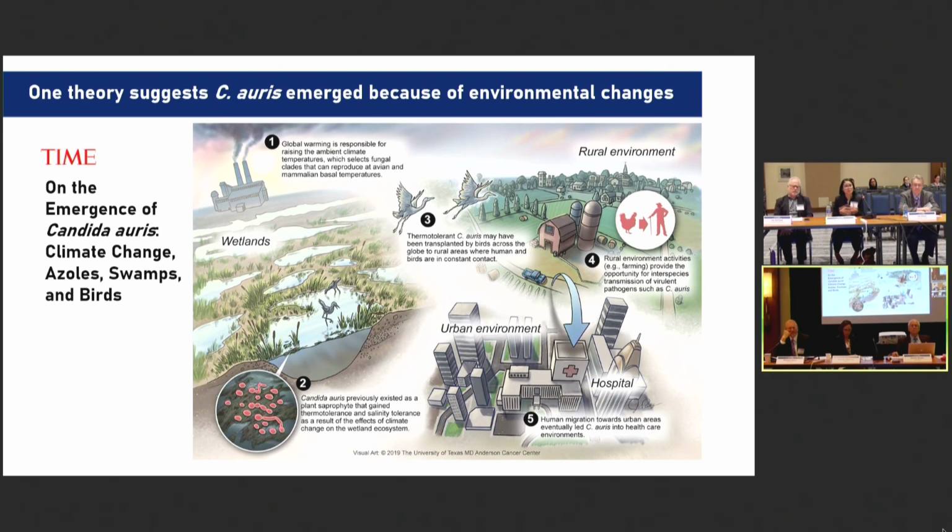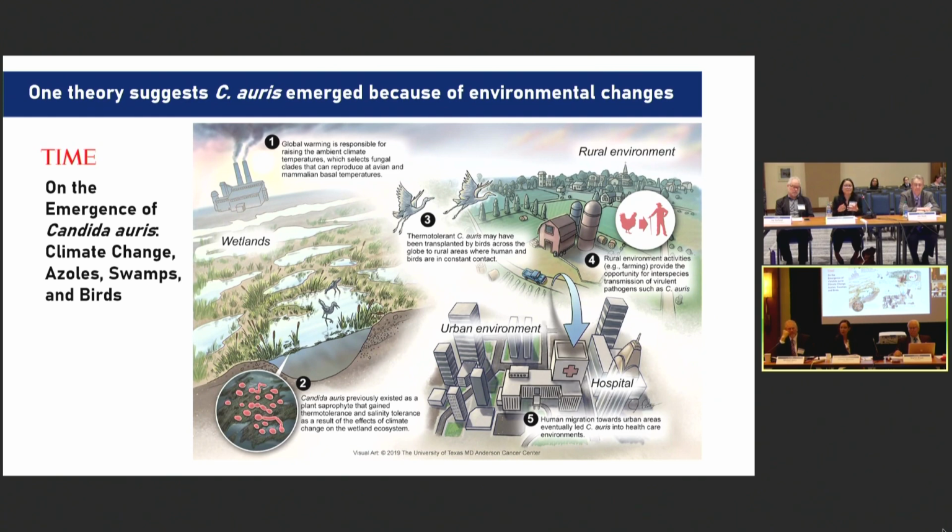Next slide. And so one of the unknowns that still exists is, how did this happen? How did C. auris just emerge suddenly on 3 continents with very distinct genetic strains? We know it's independent. And one of the theories proposed by Arturo Casadevall and colleagues suggests that C. auris emerged because of environmental changes. So it proposes that these rising ambient climate temperatures allow for selection for fungal species that can grow and reproduce at basal body temperatures of humans and other animals like birds.